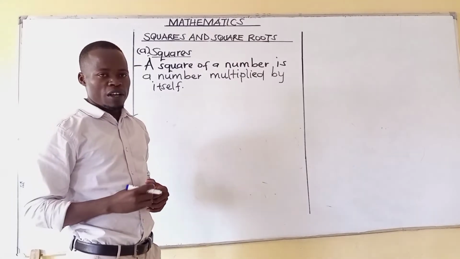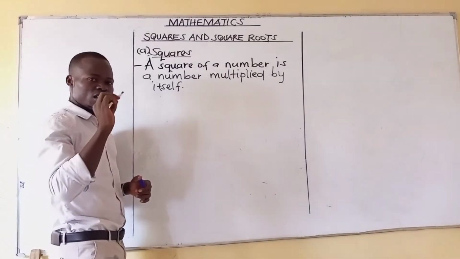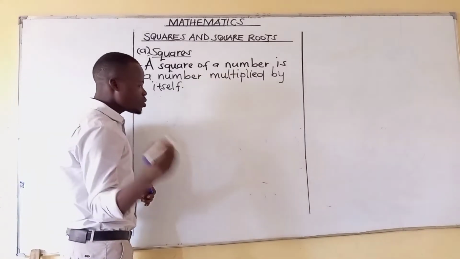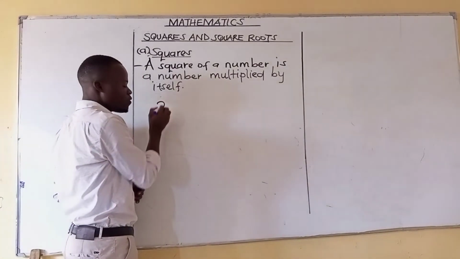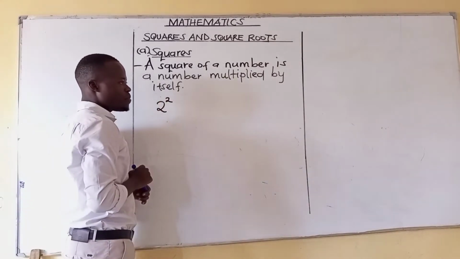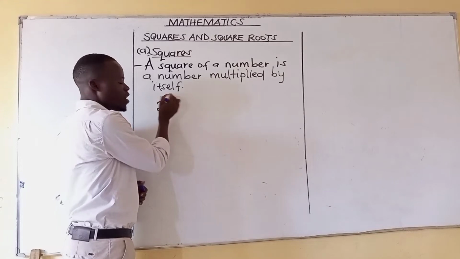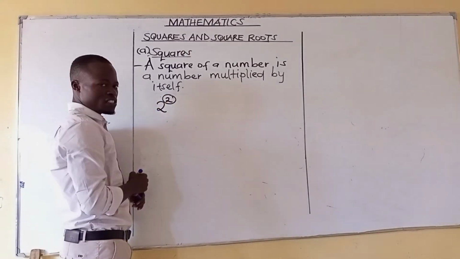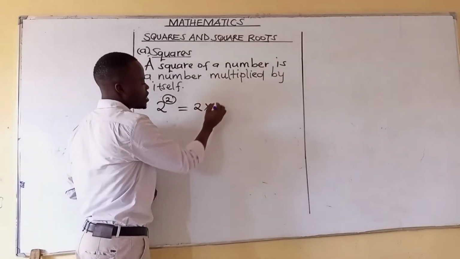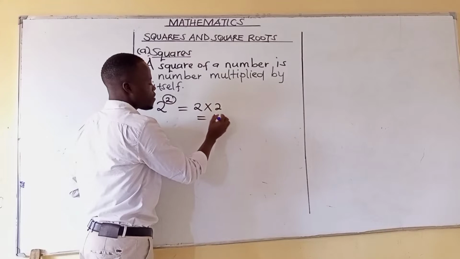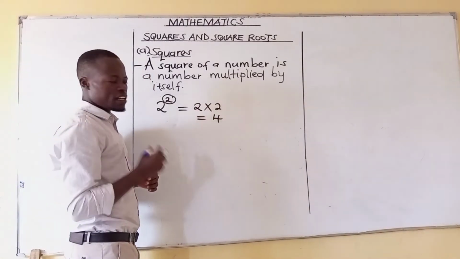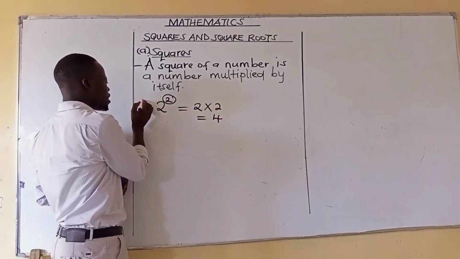The sign for a square is raised to power 2. For example, to show the square of 2, we raise it to power 2. That 2 up there is what denotes the meaning of a square. So this simply means 2 multiplied by itself, and our answer will be 4. So in short, a square of a number is a number multiplied by itself. That's example A.